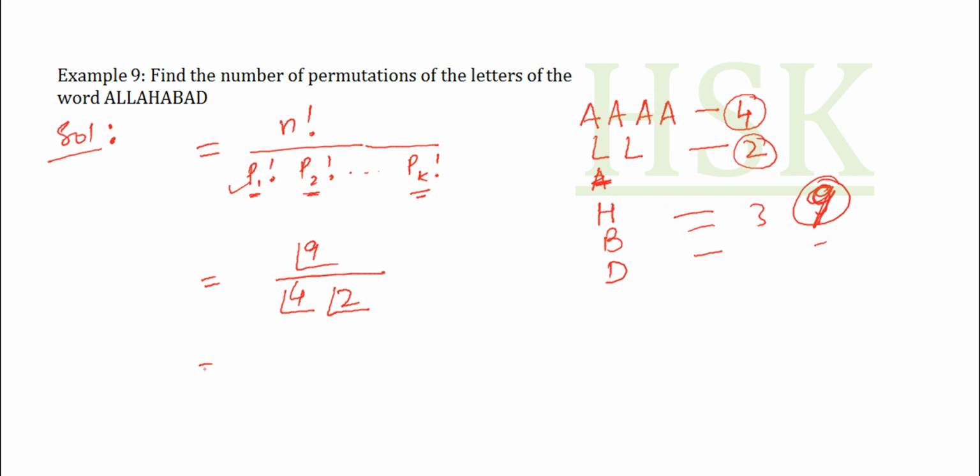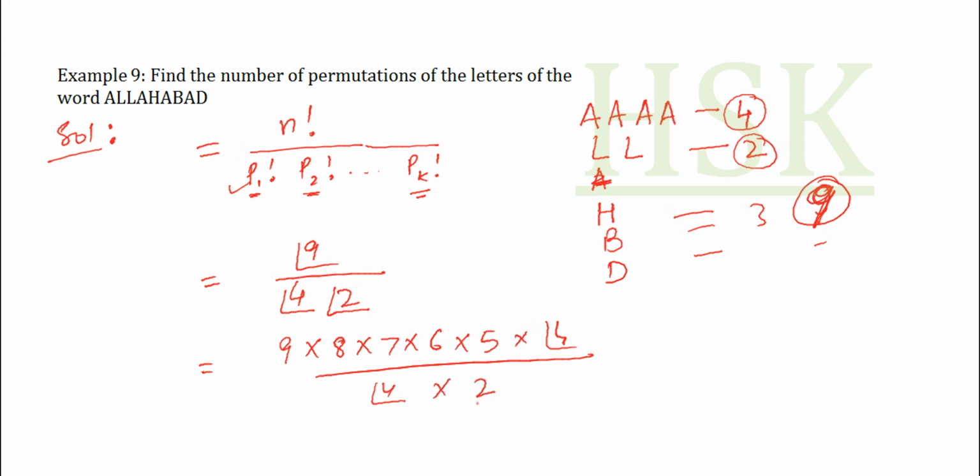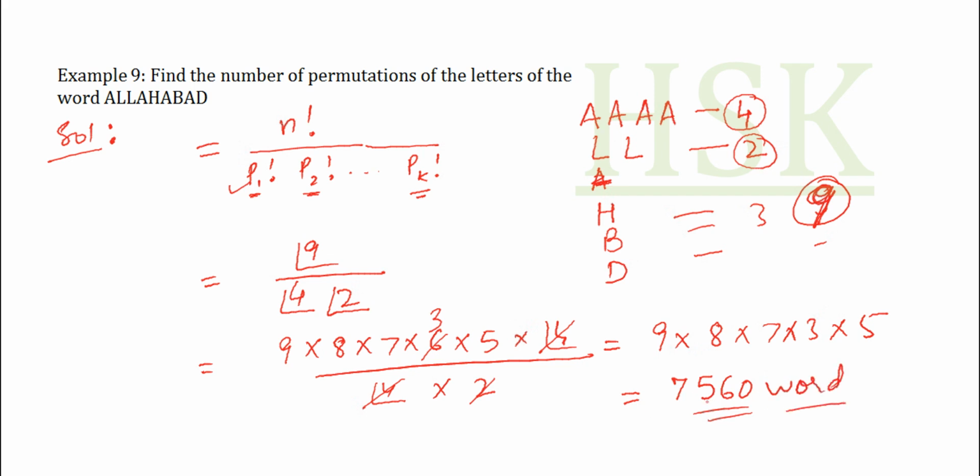This will be equal to 9 into 8 into 7 into 6 into 5 into 4 factorial upon 4 factorial into 2. So this 4 factorial and 4 factorial cancel out. This 6 by 2 is going to become 3. So the total number of arrangements would be equal to 9 into 8 into 7 into 3 into 5, and on multiplication I am going to obtain 7,560 words. So the number of permutations would be equal to 7,560.